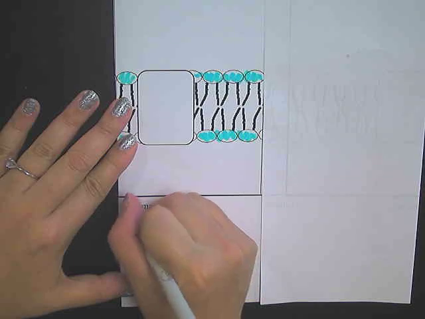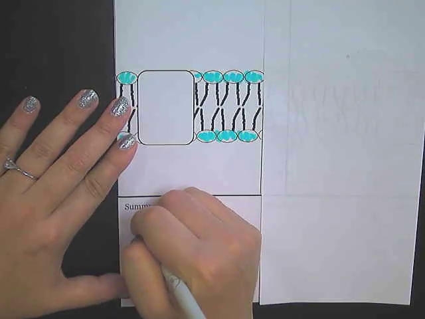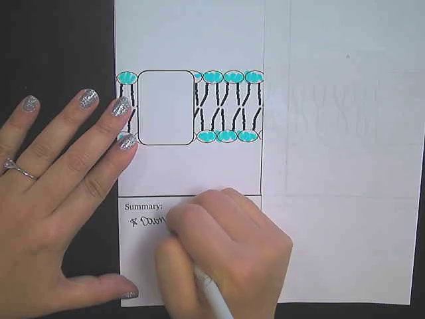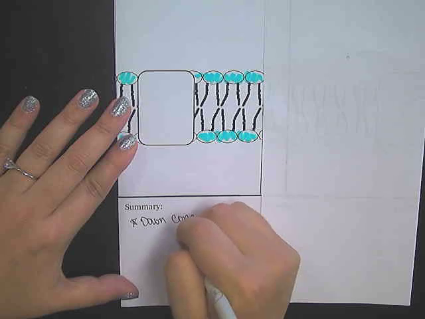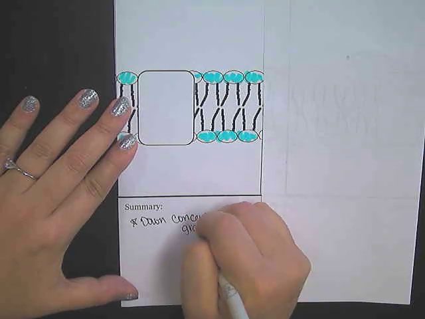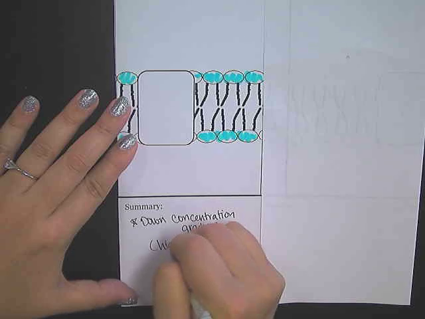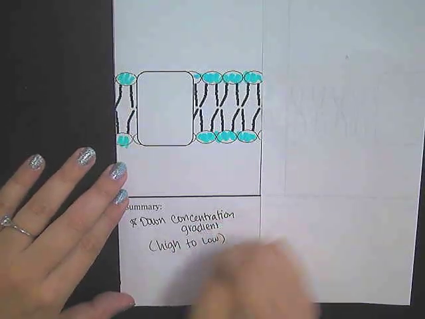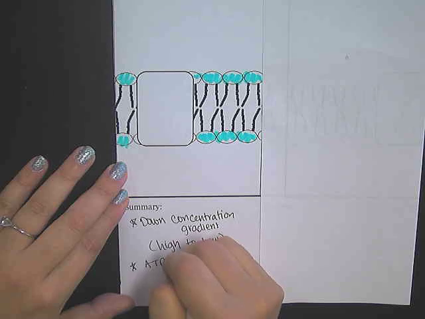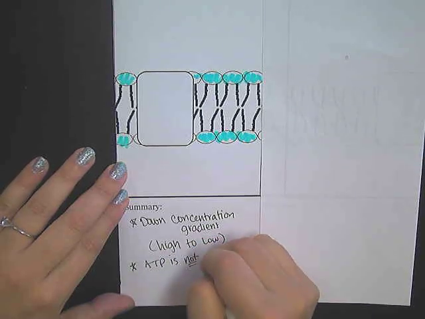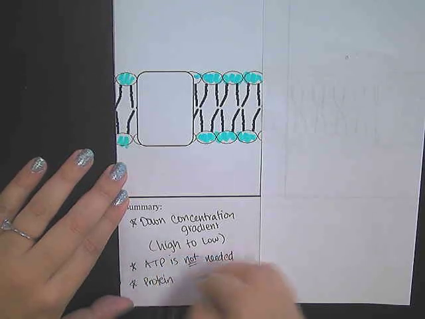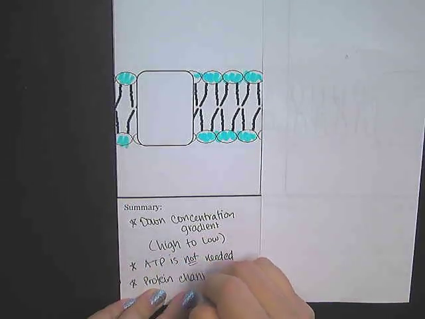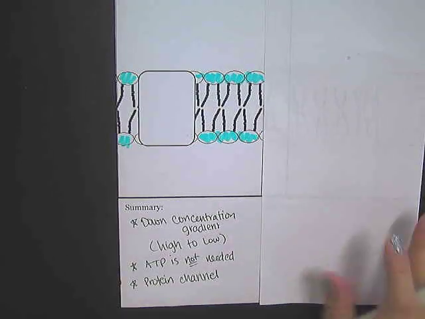Now, with facilitated diffusion, what we're still talking about is a movement of particles down their concentration gradient. In other words, we're going to move from high concentration to low concentration. There's still no energy involved in this process in the form of ATP. ATP is not needed. However, what is needed is a protein channel. And that protein channel is specific to the molecule that it's going to cross.